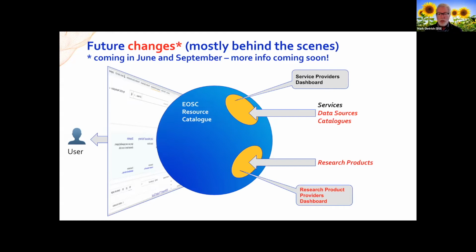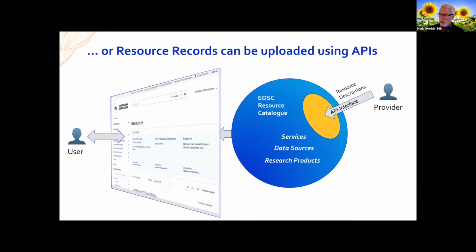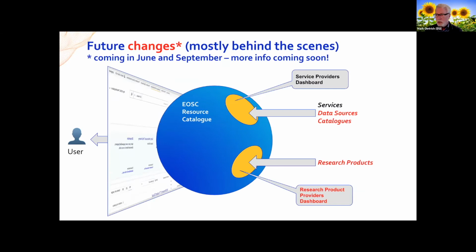But what are the changes that we're working on? So you remember from the slide before, there was one yellow hole in the sphere into which we could put services. Now we're going to add some other flavors. We're going to explicitly talk about data sources. We're going to talk about catalogs, and then we're going to create another hole in the big blue sphere where research products can be loaded.